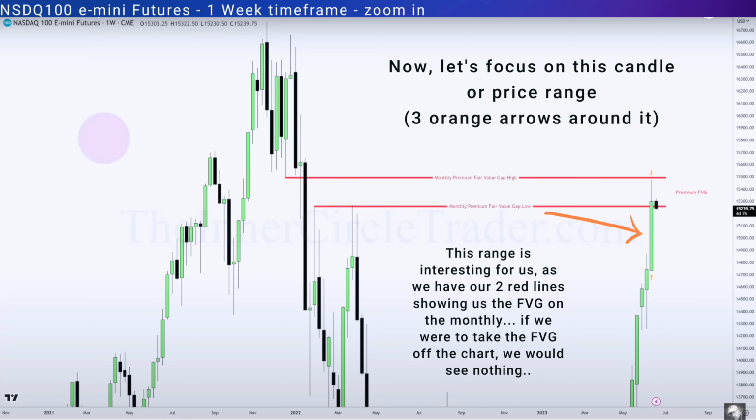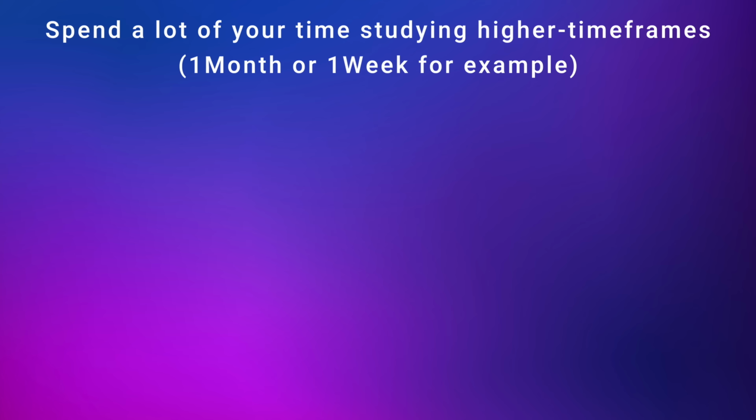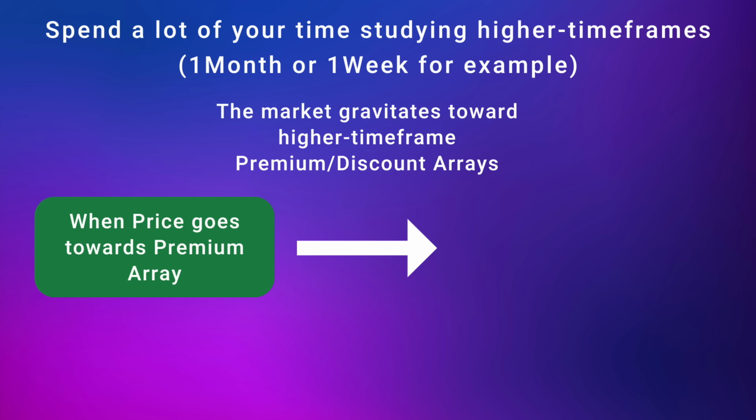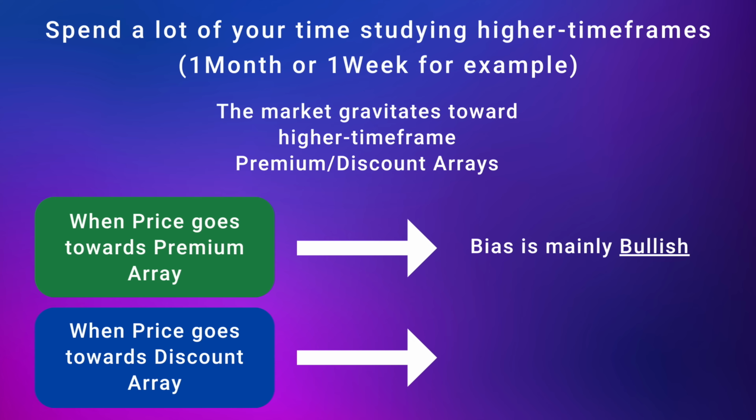Remember, guys, spend a lot of time studying higher time frames, for example, the 1 month or the 1 week. The market will always gravitate towards higher time frames, towards their premium and discount arrays. Remember that when the price goes towards a premium array, our bias is mainly bullish. When the price goes towards a discount array, our bias is mainly bearish.